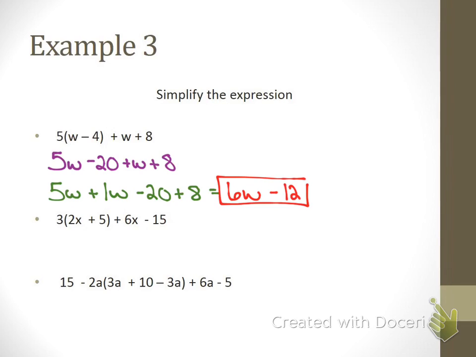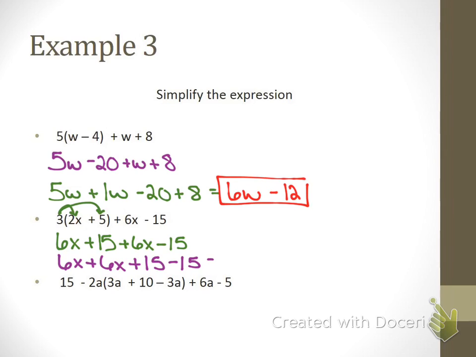All right, I want you to try to do the distributive property on the second one. What is 3 times 2x and 3 times 5? Go ahead and try to rewrite this expression without the parentheses. We have to do the distributive property. Get 6x plus 15. Who got that? 6x plus 15 plus 6x minus 15. Well, here's what's going to happen. I'm going to add my 6x's, yes. What happens to my 15s? They cancel out. My answer is 12x.